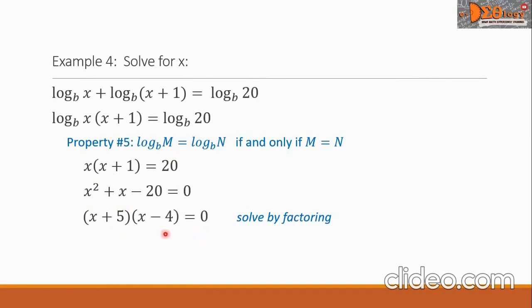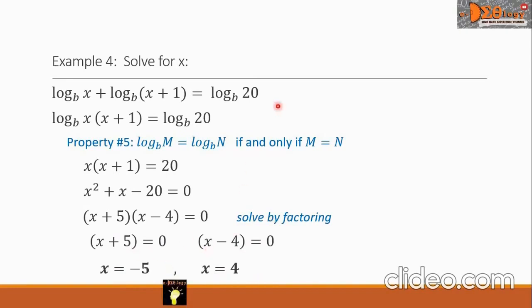And then for each factor, we will equate into 0. Let's start with the x plus 5. This is equal to 0. And the x minus 4 is also equal to 0. Then let us simplify both equations. X plus 5 equals 0. We will transpose the positive 5 to the right side. So we have x equals negative 5. And the other factor, the x minus 4, we will transpose the negative 4 to the right side, we have now x equals positive 4. And these are the values of x for the given problem.